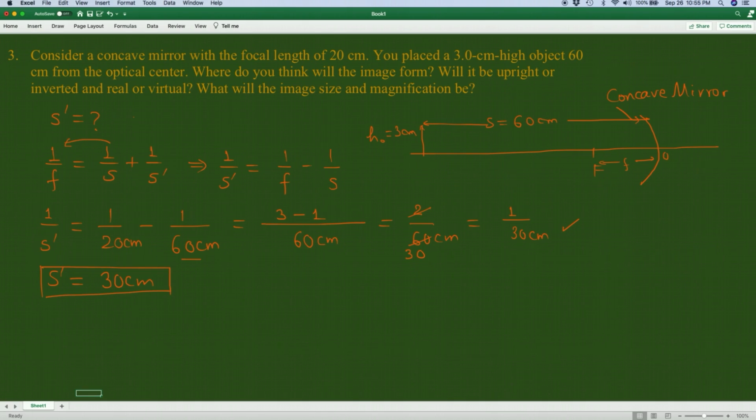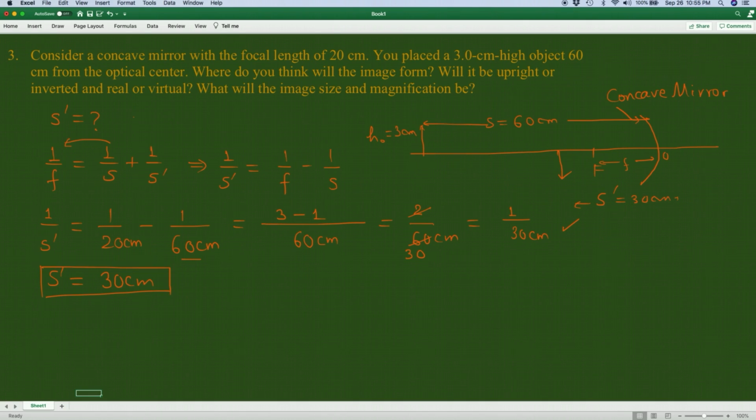And this is positive, so it would be inverted, it's real, and the concave mirror forms the real image on the same side. So it would be 30 centimeters from the optical center. That means it would be somewhere here, and it's inverted. So s prime is 30 centimeters, and we still don't know whether it's magnified or diminished.